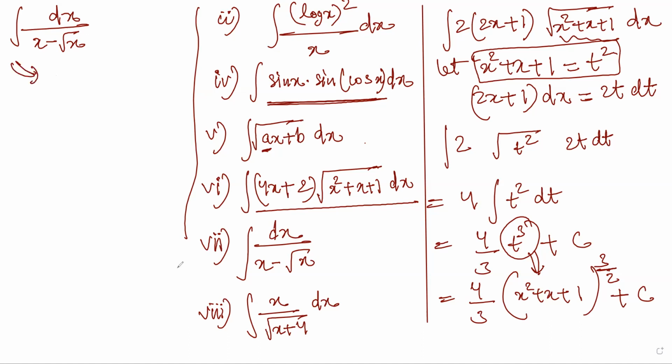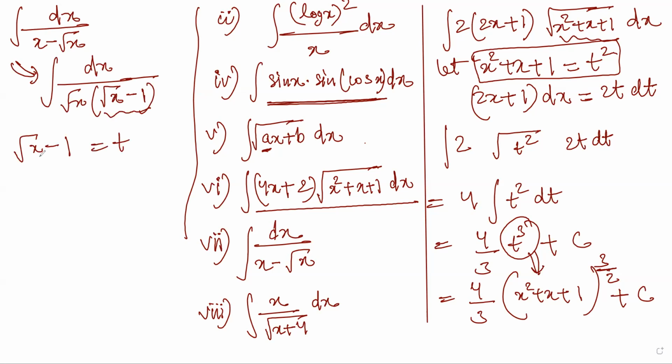Root x minus 1. Good, Nasir, and how did we reach that part? Sir, you can take root x as common. Correct. As soon as we take root x as common, this would become root x minus 1. Now substitute root x minus 1 as t. Always remember that the differentiation of root x is 1 by 2 root x. So if you take root x minus 1 as t, 1 by 2 root x dx would become dt.